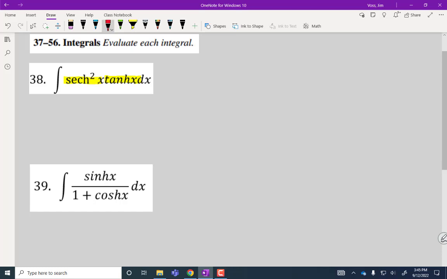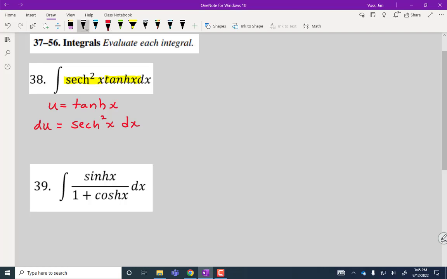So let's let u be tanh. And then what would du be? Sech squared? And derivative of tanh should be positive. The three primary, sinh, cosh, tanh, all differentiate to positive. And then just like derivative of tangent is secant squared, derivative of tanh is sech squared. And we see that, oh yeah, that works perfectly.